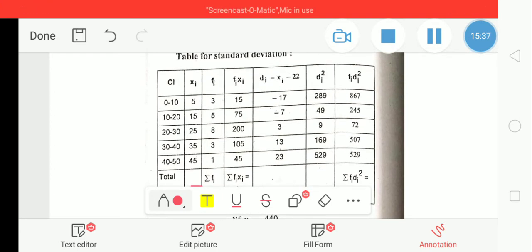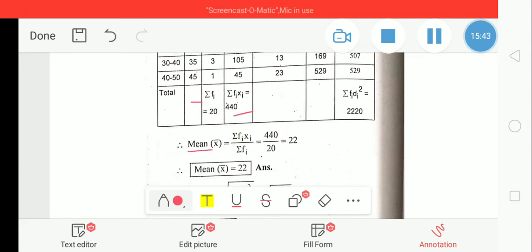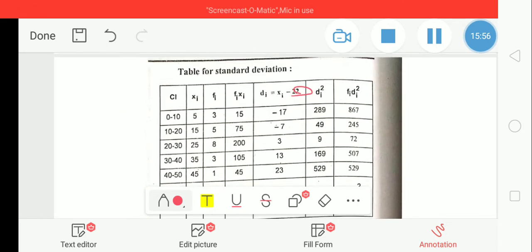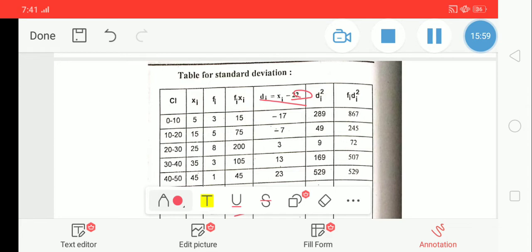Di is xi minus x bar. So first find x bar, which is summation of fi multiplied by xi divided by summation of fi, equal to 440 divided by 20, that is 22. So the mean x bar is 22. Now finding the standard deviation. First di, xi minus 22: 5 minus 22 is minus 17, 15 minus 22, 25 minus 22, 35 minus 22 and 45 minus 22. So they give minus 7, 3, 13 and 23, and take the squares.